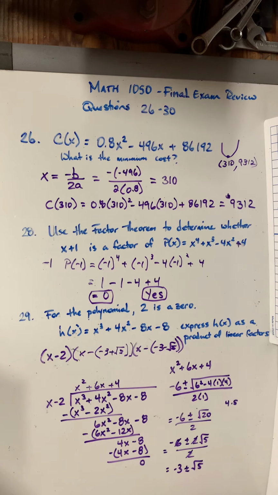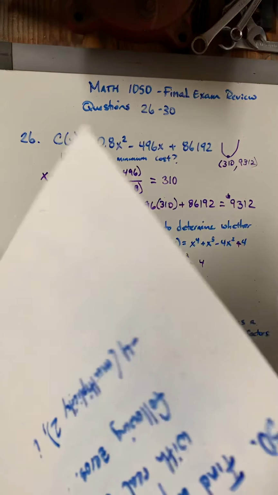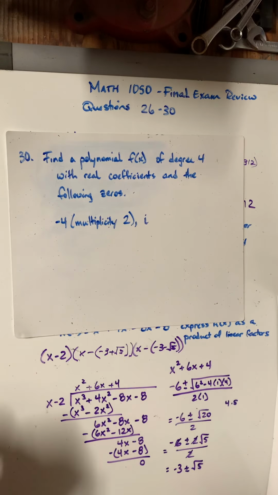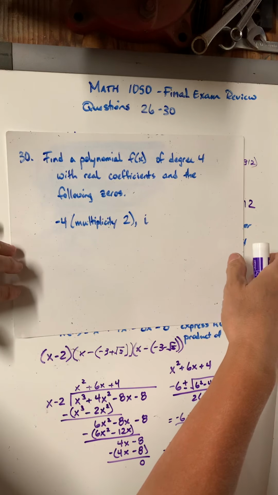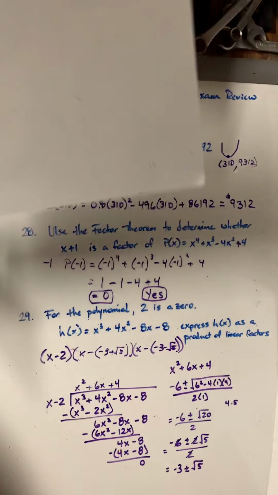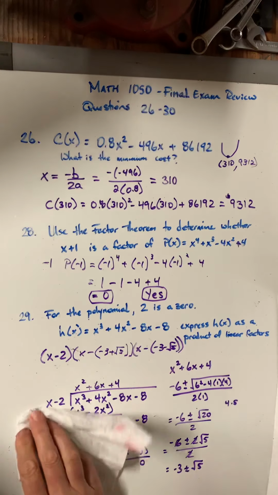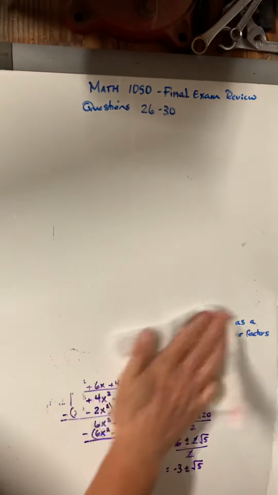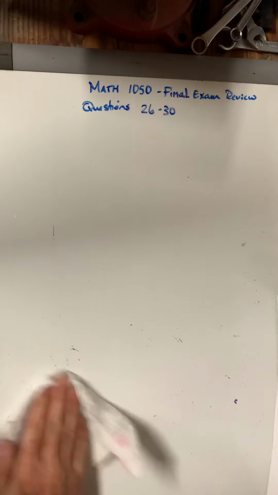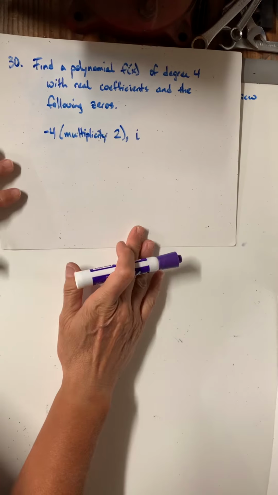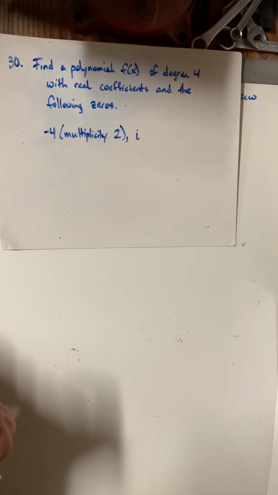Okay, let's look at question 30, which I think I wrote right here. It says find a polynomial f of x of degree 4 with real coefficients and the following zeros. Now, this is a pretty lengthy question, so I'm going to erase my whiteboard and use it so I have a lot of room. So, find a polynomial f of x of degree 4 with real coefficients and the following zeros.